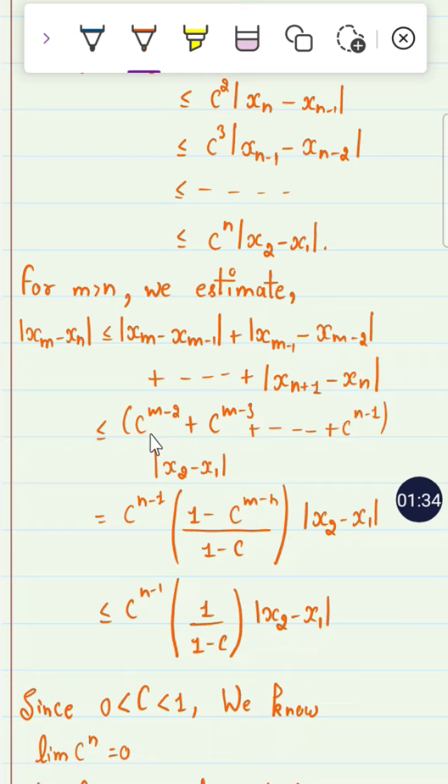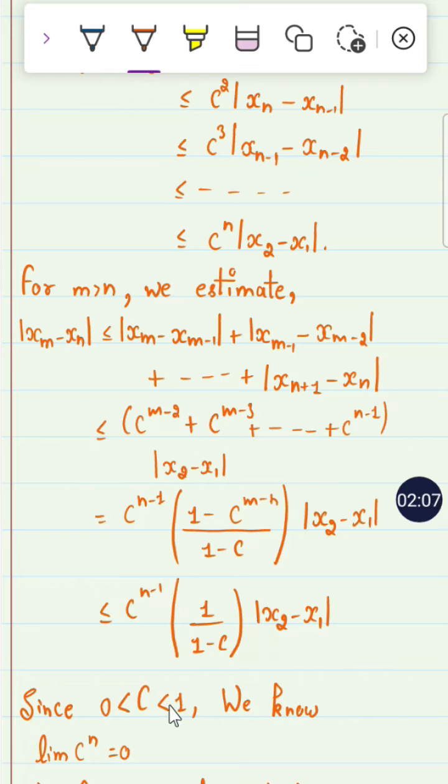So these terms give you C to the power m minus 2 plus C to the power m minus 3 plus, and so on, C to the power n minus 1 mod of x2 minus x1, right? After concluding from the AP series terms, the sum of the AP series gives you C to the power n minus 1 minus C to the power m minus 1 upon 1 minus C mod of x2 minus x1. This term is less than C to the power n minus 1 over 1 minus C mod of x2 minus x1.